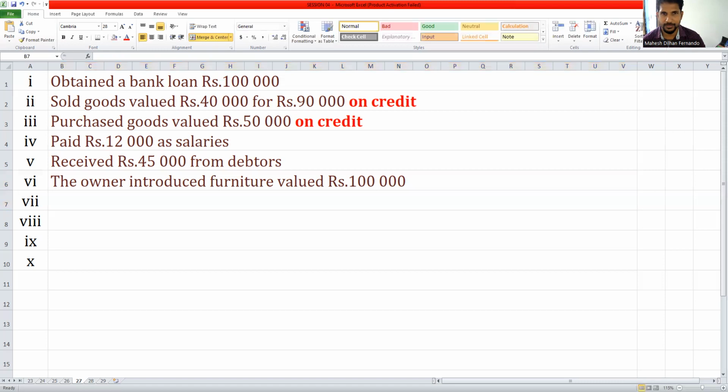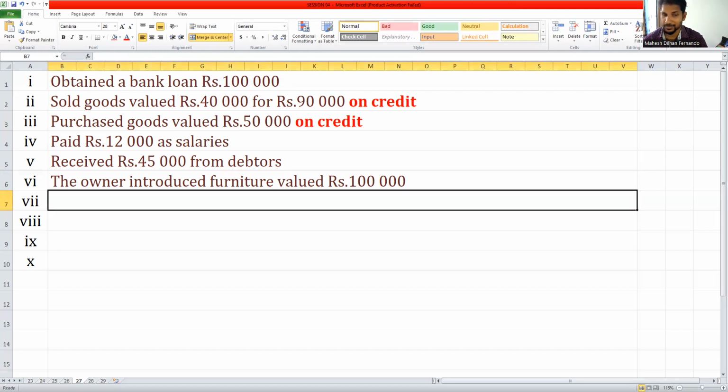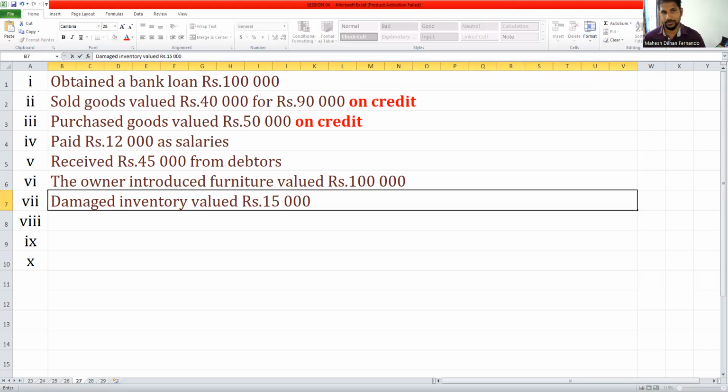Number 7. What has happened? Inventory minus 15, right? Capital minus 15. Remember, it can't be a drawing. Can you remember we had a similar transaction in the last question? What was it? Maybe damaged inventory value rupees 15,000. Mention it. Okay, it can't be a drawing. Why? There are no drawings in the business.